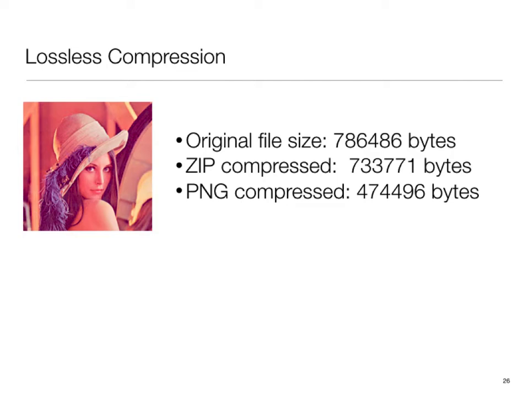Generally speaking, you would expect domain-specific lossless compression to do better than a domain-agnostic one. That's right. There are, for example, specific forms of compression for genomic data and things like that. Okay.